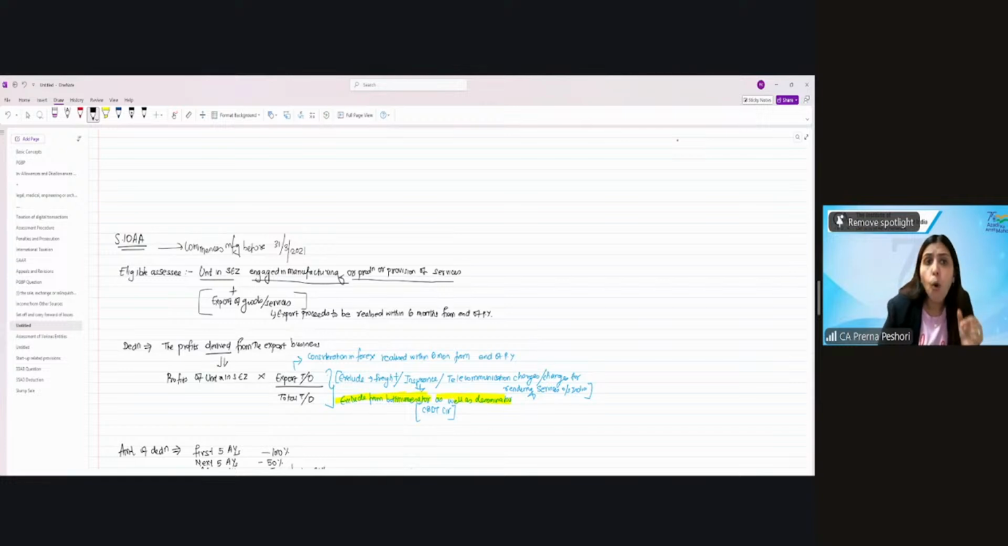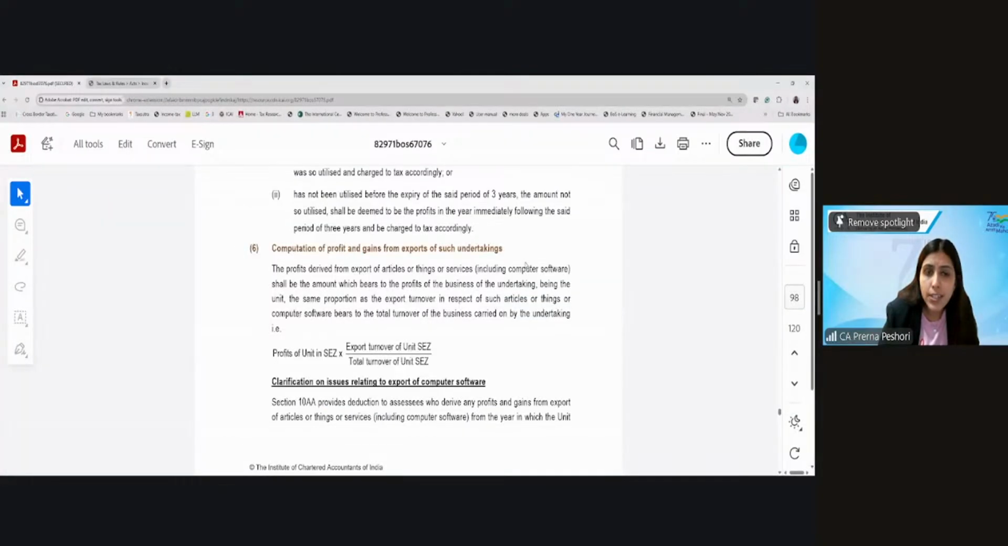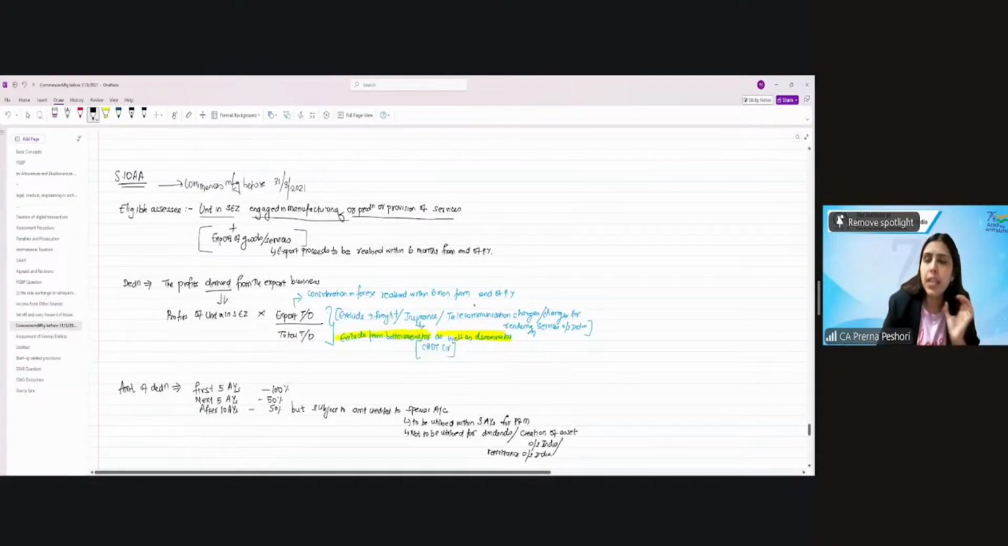Now here, what is the profit of the SEZ unit? How will you calculate the deduction under 10AA? So deduction under 10AA will be on the profits of the unit in the SEZ. Here it says computation of profits and gains from the export of the business. So what is the deduction? The profits derived from the export business. What is the profit? Profits of the unit in SEZ into the export turnover divided by the total turnover.